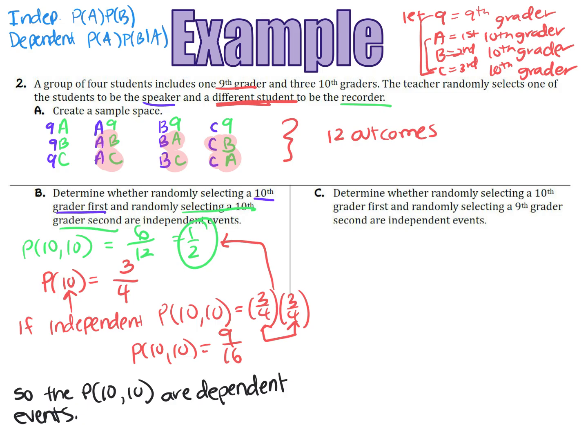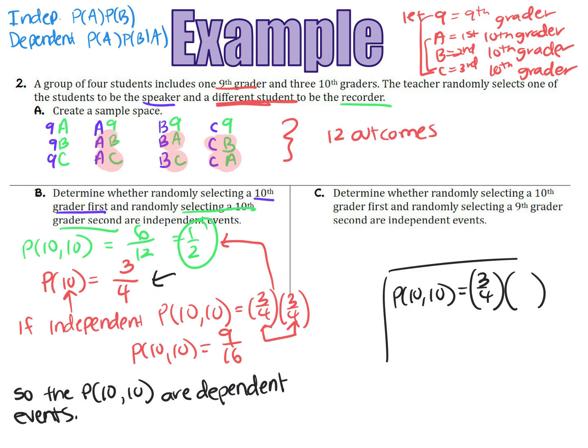Now, I want you to just think about this. I'm going to use this space and then I'll come back to it. If I just asked you, without looking at the sample space, to find the probability of having 2 10th graders, going back to this, we know the first 10th grader has 3 out of 4 chances. But if I wanted to find the probability of the second one, knowing that we already picked one, now we only have 3 people to pick from, right?